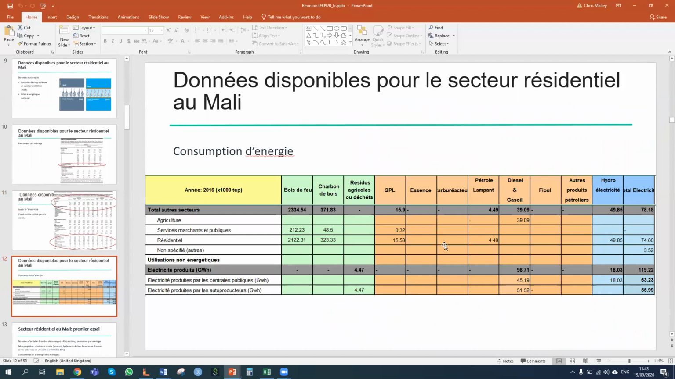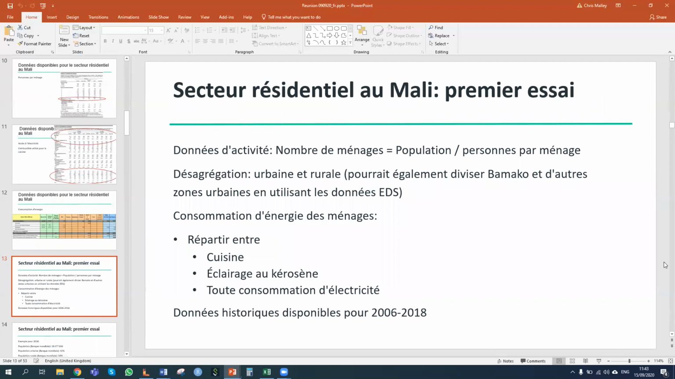In our national energy balance, we have the total consumption across the whole country of wood, of charcoal, LPG, of kerosene, and of electricity in the residential sector. So Eleni and I have spent time trying to gather this information and use it to develop a model of the residential sector emissions in Mali.